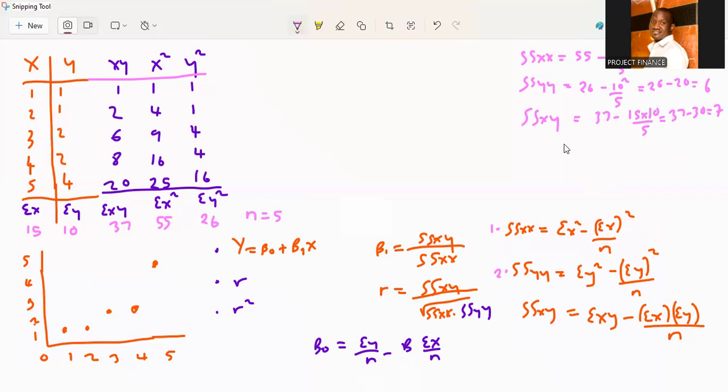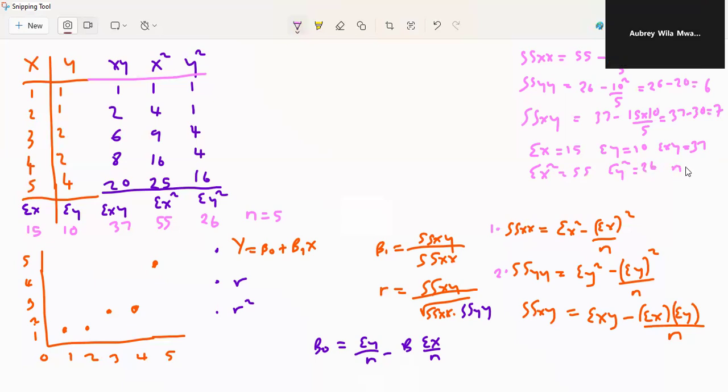So now, we already know our summation of x is 15, our summation of y is 10, our summation of xy is 37, our summation of x squared is 55, and our summation of y squared is 26. Are we together so far? And our n is 5.